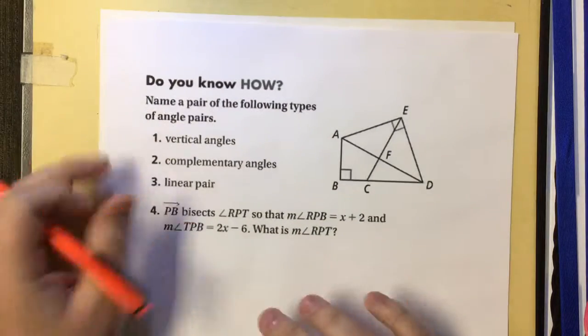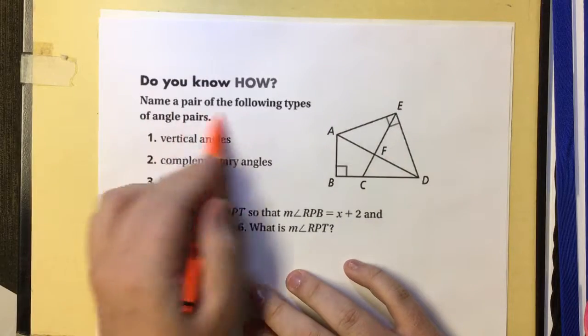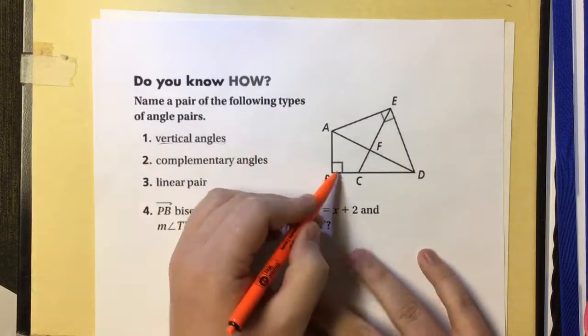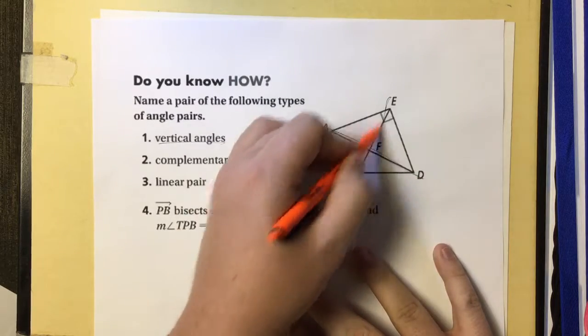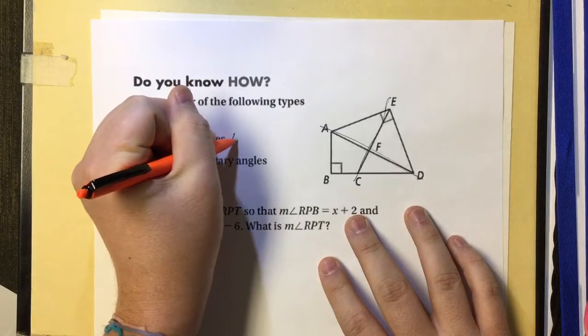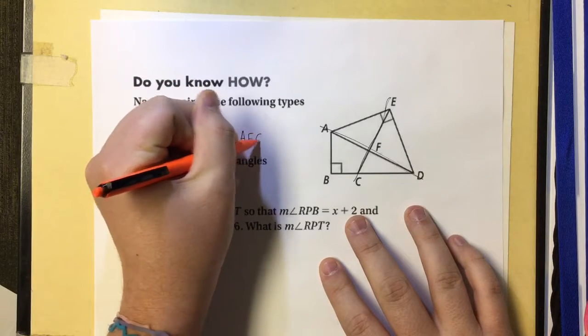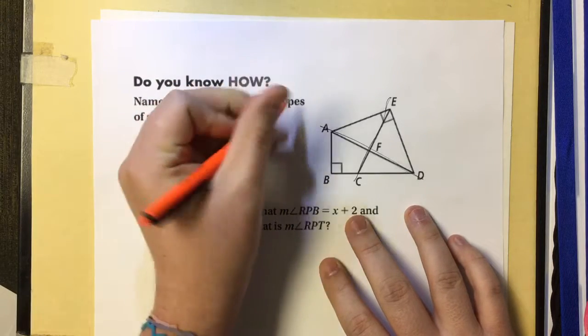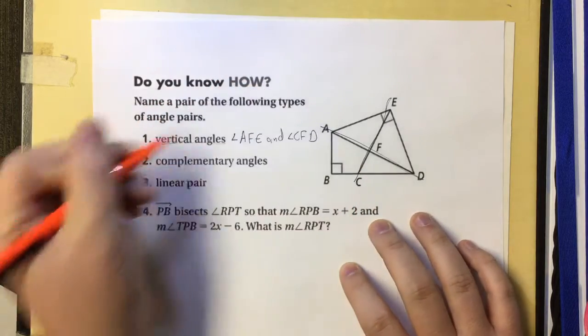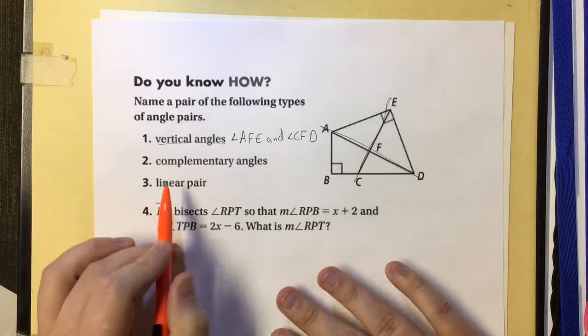All right, last slide here. We are trying to name any pair of vertical angles. So to find vertical angles, I need to find two lines that cross each other right there and there. And we just name opposite angles. So I'm going to say angle AFE and angle CFD. There are more answers than that, but that is one of them.